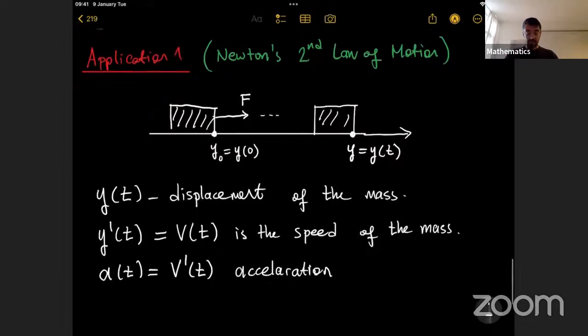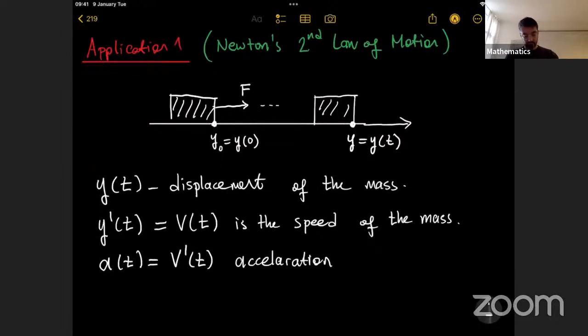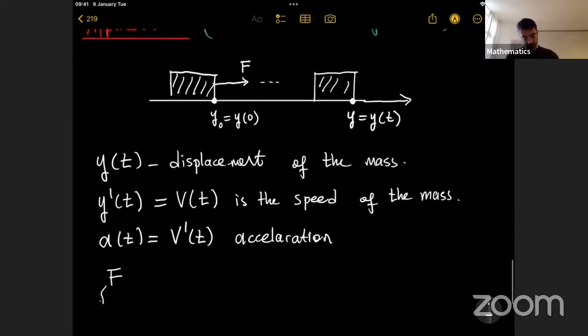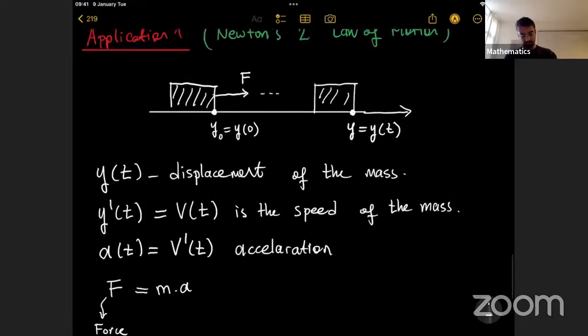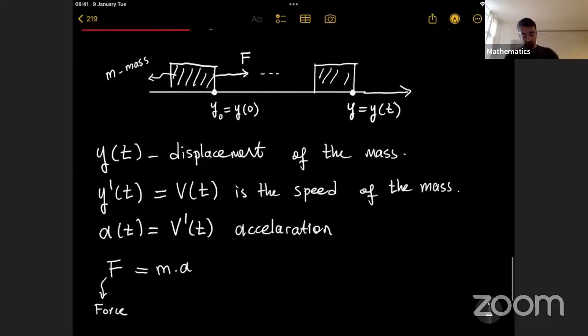Then Newton's second law says the total force on the object is equal to m times a. Here, m is the mass of the object, usually given in kilograms or grams or whatever.